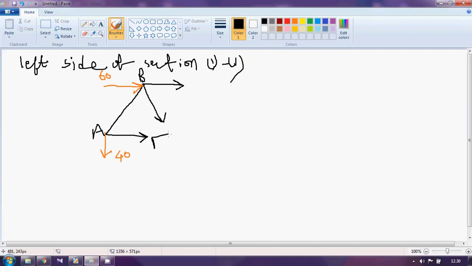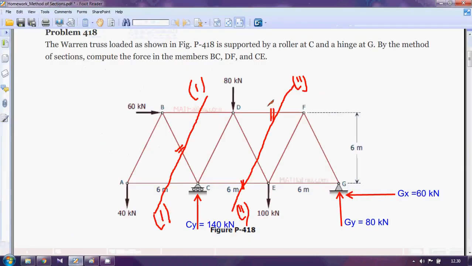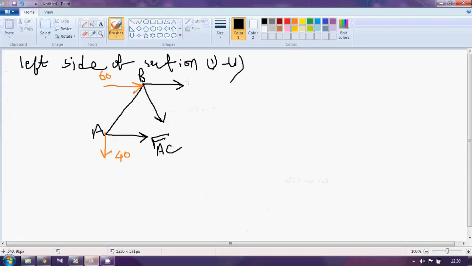So write down the member forces. This is FAC, and this is FBD. This is FBC.